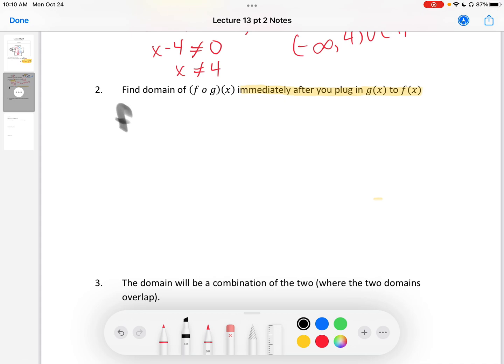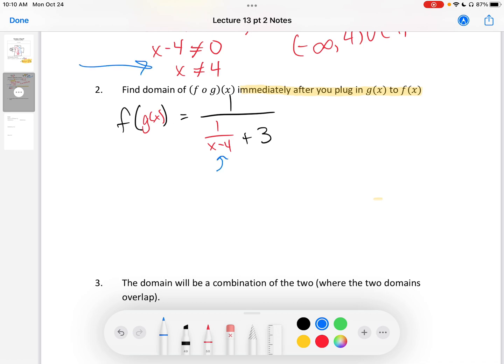So again, just to reiterate, we've got f of g of x, and that is 1 over x minus 4 plus 3. Okay, so what would our domain concern be for this one here? Now, a lot of people will look at this and they will say, oh, your domain concern is going to be that x minus 4. We already checked that out on that first one there. We already checked it out with our g.